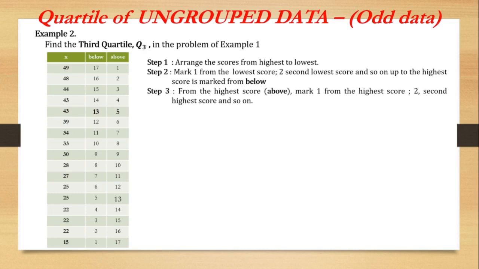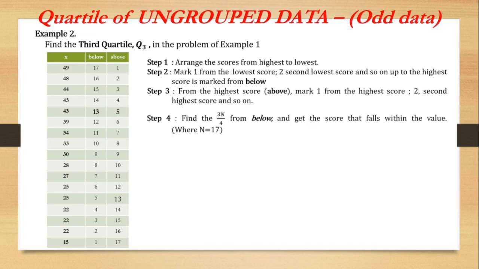Arrange the scores from the highest to lowest. Step 2, mark 1 for the lowest score, 2 for the second lowest score, and so on up to the highest score, which is marked from below. The third, from the highest score above, mark 1, 2 for the second highest score, and so on. Step 4, find 3n over 4 from below and get the score that falls within the value where n is equal to 17. So let us compute.